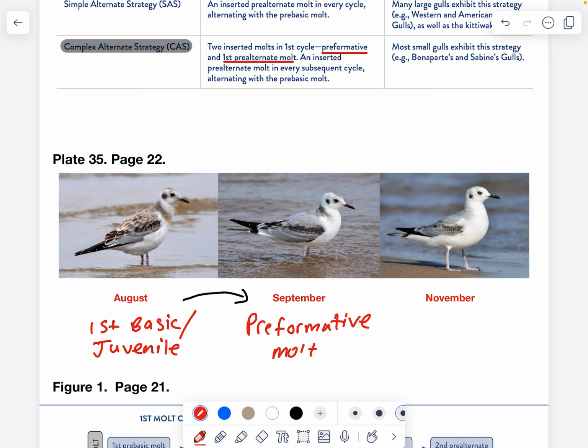Preformative molts only occur in the first molt cycle, and in gulls, for the most part, they're partial. So we're going to have head feathers replaced, as we see here. This guy now has a whitish head and grayish neck. All the scapulars appear to be replaced, and the result here is formative plumage.